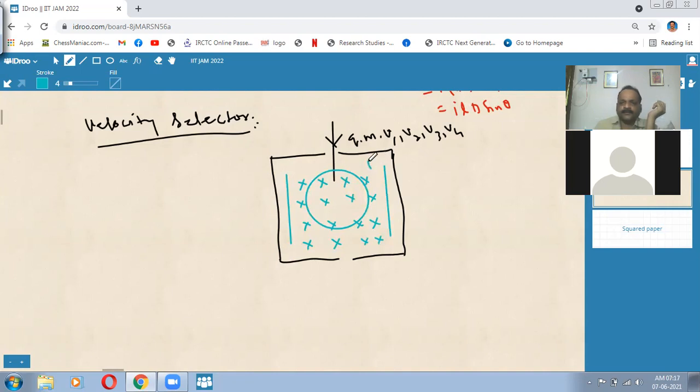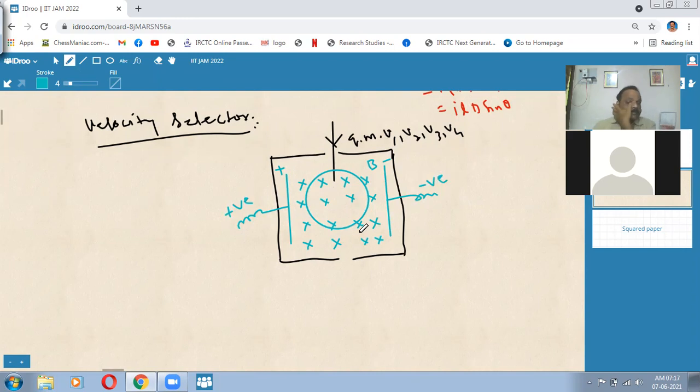This uniform magnetic field is pointing into the board. Particle is coming straight like this. So make this plate positive, this plate negative. Connect them to some battery like this. Positive, negative.